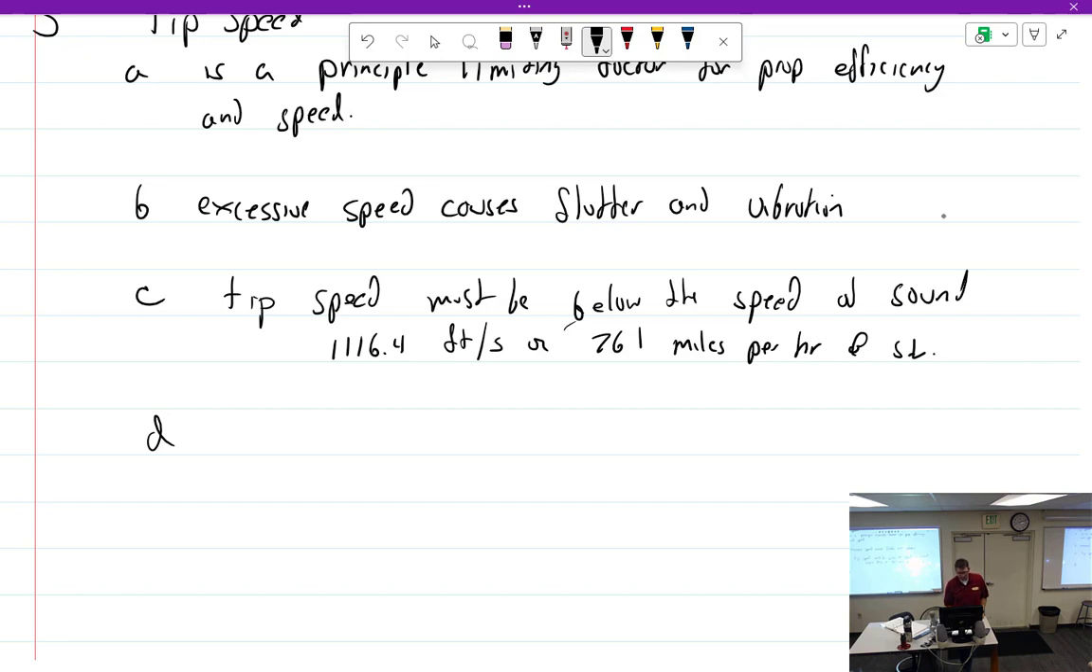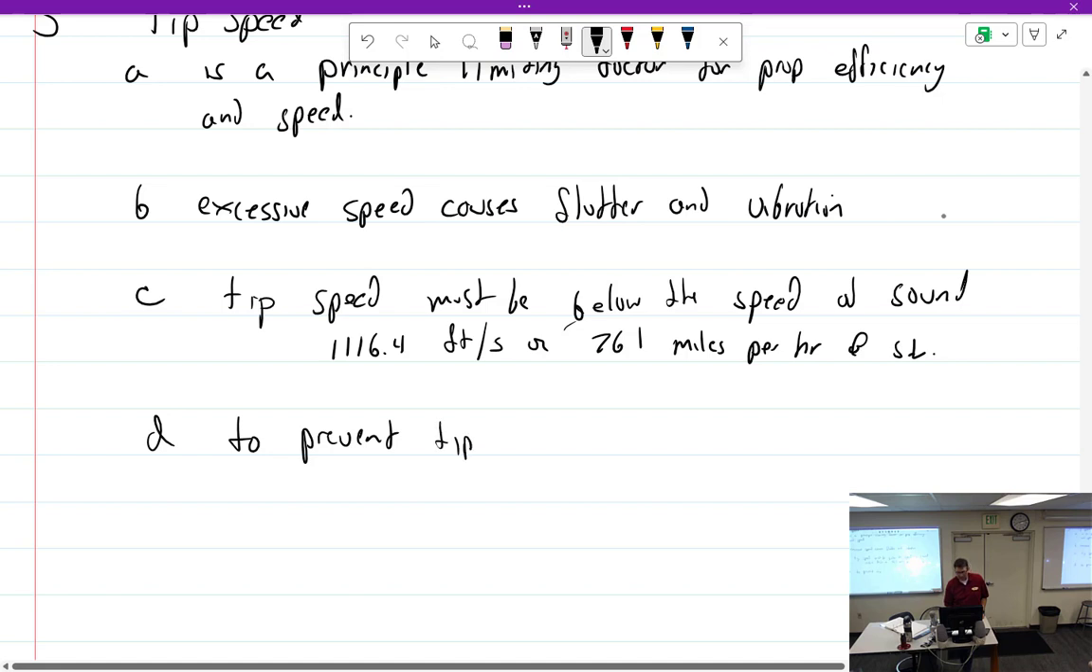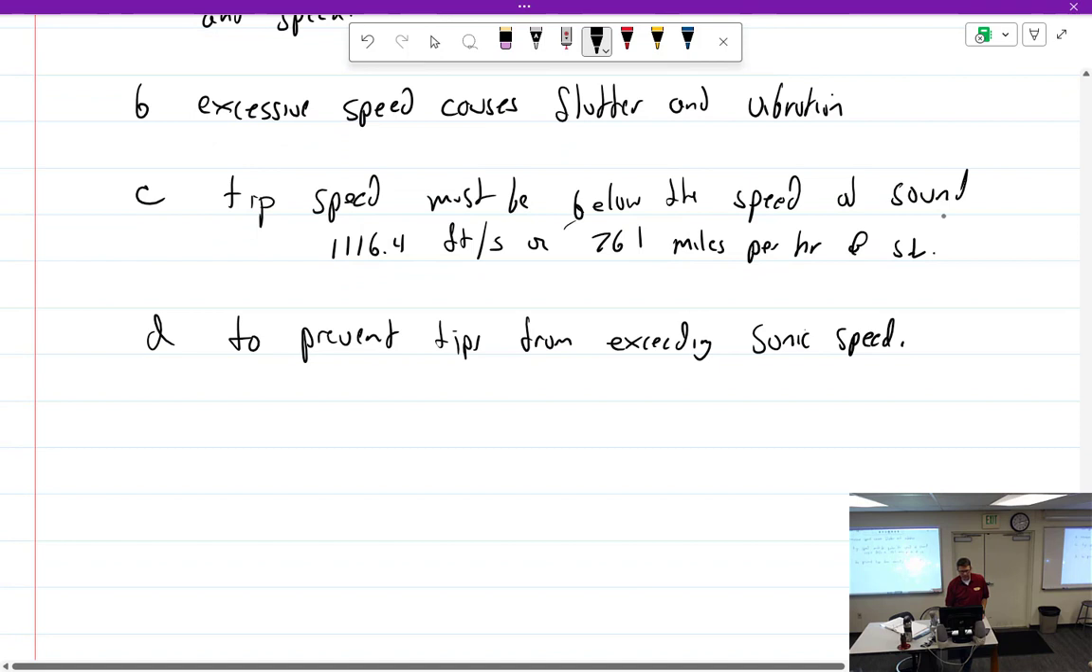Let's see. So to prevent tips from exceeding sonic speed, what do they do? What can you do? Prop governor?